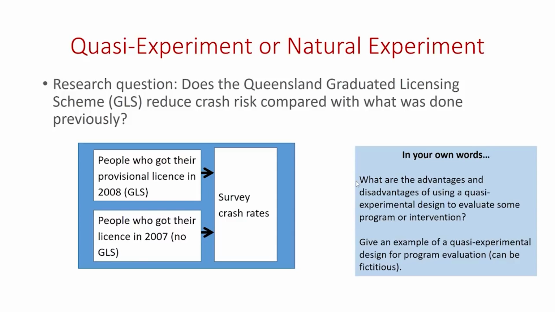Okay, so in your own words, what are the advantages and disadvantages of using a quasi-experimental design to evaluate some program or intervention? So the advantages are often much more practical compared with a true experimental design, and we're still getting most of the benefits of a true experimental design in terms of being able to come up with convincing evidence to see whether the program is doing what we want it to do. The big disadvantage is that we can't be 100% certain of the underlying causal mechanism behind our results.